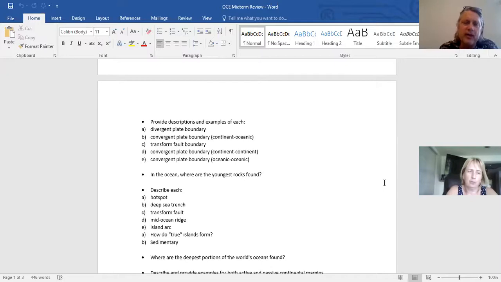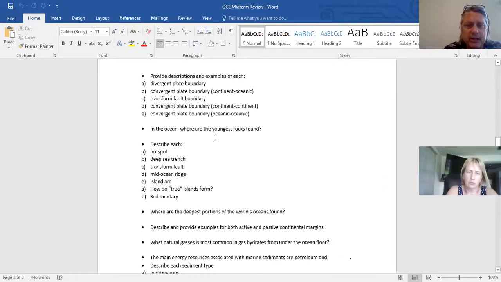Convergent, you know, you have your island arcs like Japan and the Aleutian Islands off the coast of Alaska for convergent, and the Andes Mountains for convergent. So go through that map and look at the different faults and kind of familiarize yourself with them. And also look at the seafloor and contrast the youngest, which are around ridges, and the oldest, which are at subduction zones, and the age of the ocean floor as well.